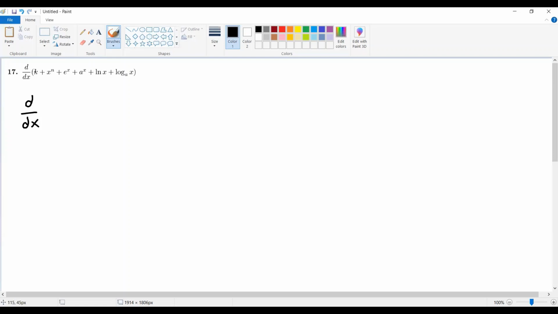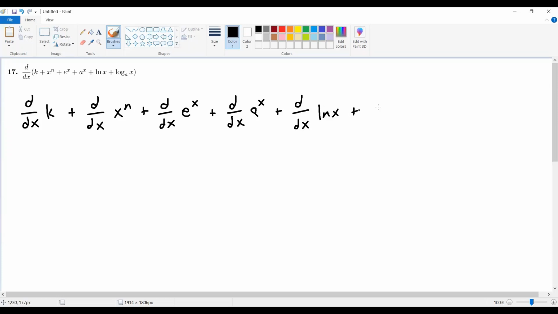So the first function is k, and then through the additive property, I can add the next derivative, the derivative of x to the n, and then I can continue down the line. So I can separate that big chain of a bunch of added things and just split it up so that it's easier to understand. So the derivative of e to the x, the derivative of a to the x, the derivative of the natural log of x, and the derivative of the log base a of x.